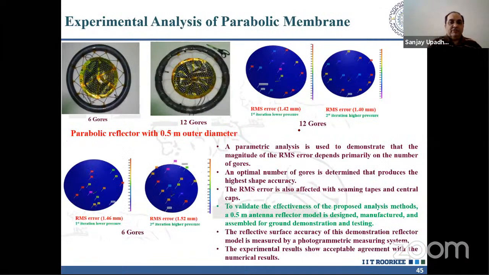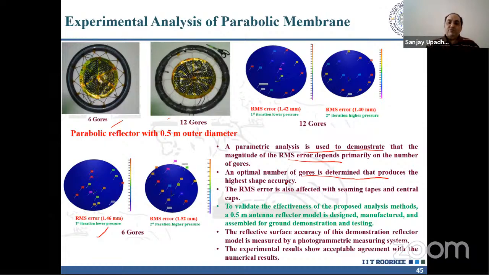You see, these are the experimental results also we have considered: 6 gores, 12 gores, RMS error. A parametric analysis is used to demonstrate that the magnitude of RMS error depends primarily on the number of gores. So if the optimal number of gores is determined, they produce the highest shape accuracy. Are you getting this one? Why are we studying this? Because shape accuracy is required.